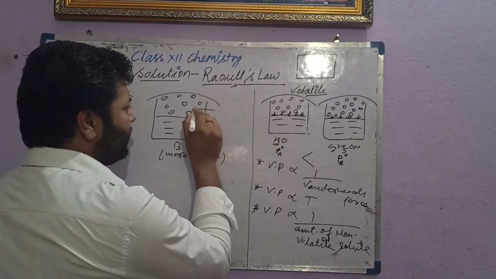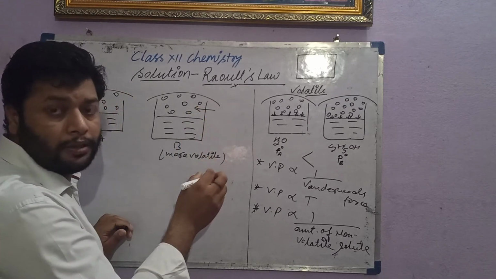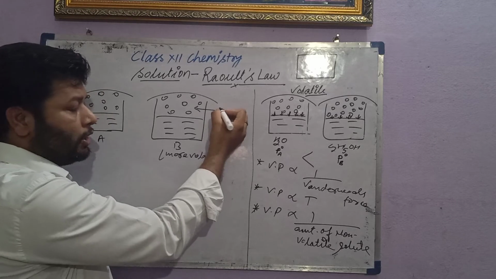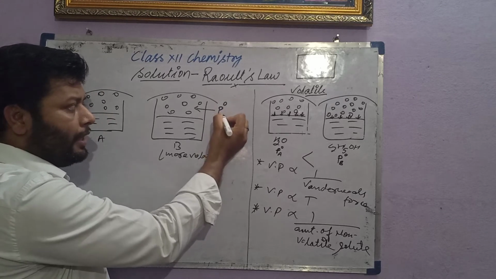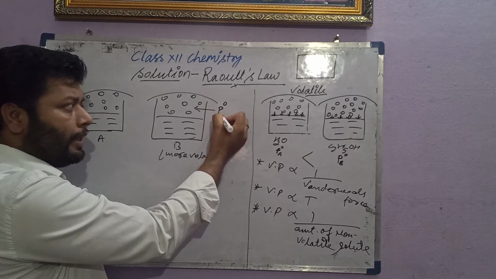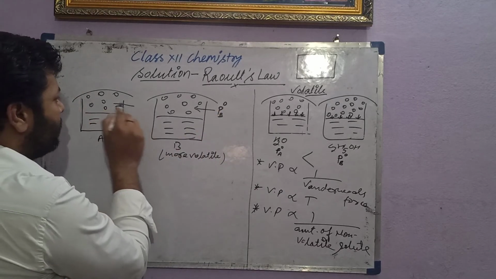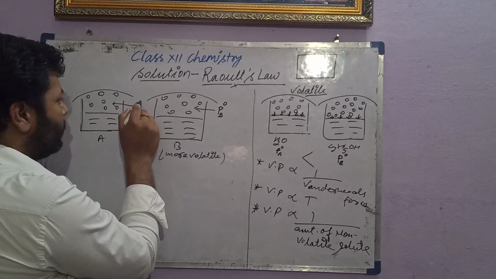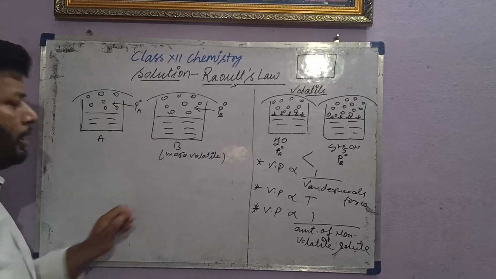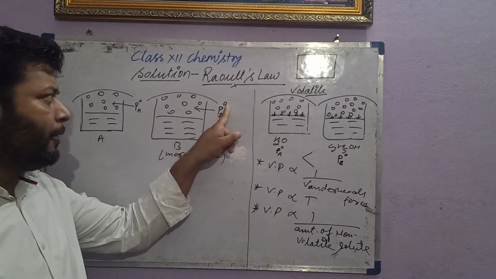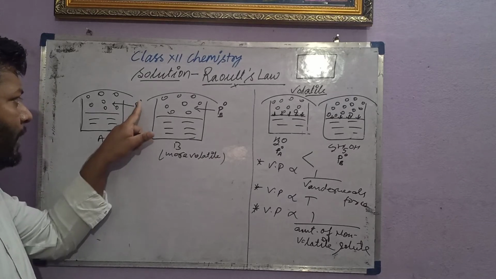This is a partial pressure, this is the vapor pressure of liquid A in a pure condition. That's why I am writing here P naught B, and this is P naught A. The vapor pressure of B in a pure condition, the vapor pressure of A in a pure condition.